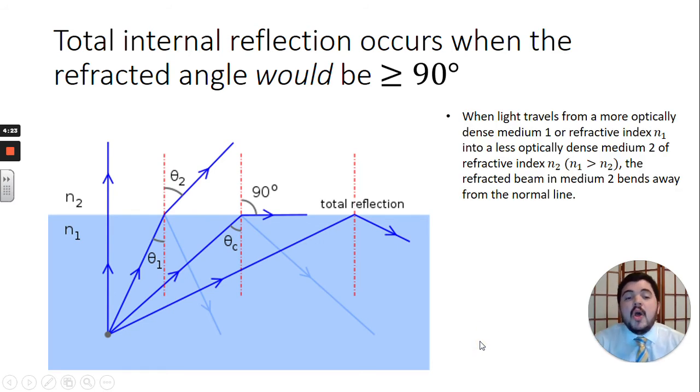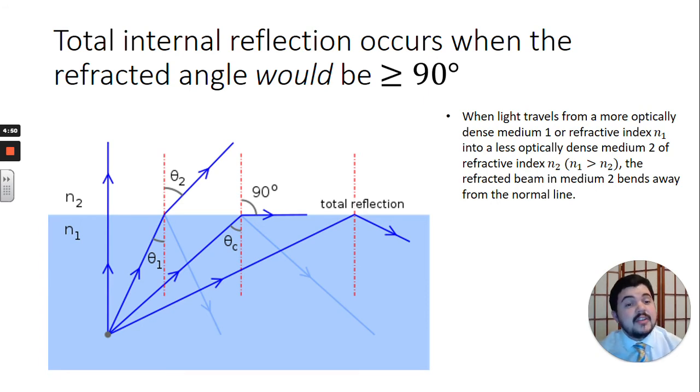So let's recap. When light travels, look at the top first. Total internal reflection occurs when the refracted angle would be greater than or equal to 90 degrees. So when light travels, and this has to go from a more optically dense material to a less optically dense material. So from glass to air is the only way this is going to work, because the light has to bend away from the normal more after it transmits out.